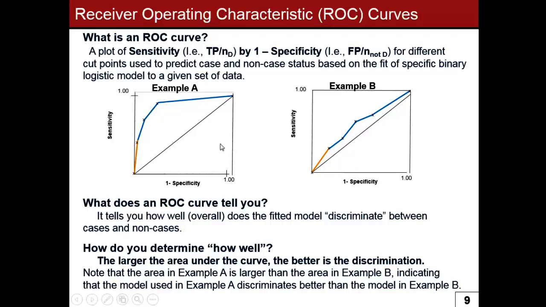And we're going to walk through this. Why is it called a receiver operating characteristic curve? What the hell is that?